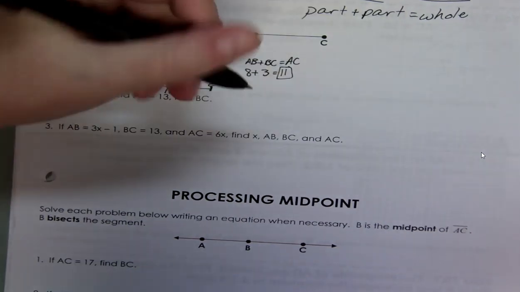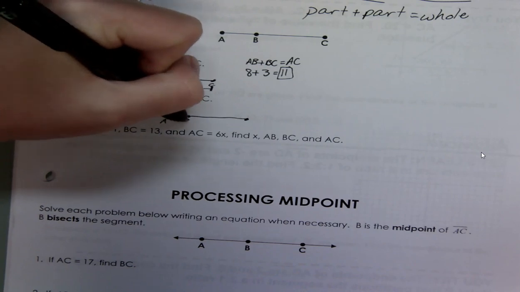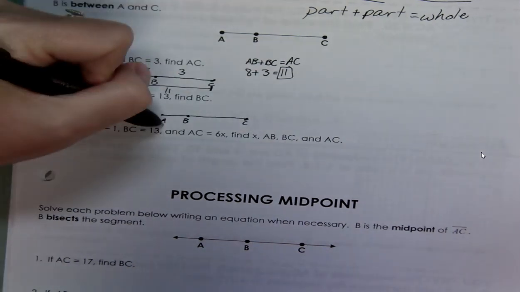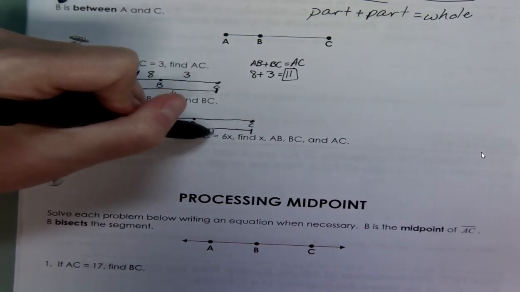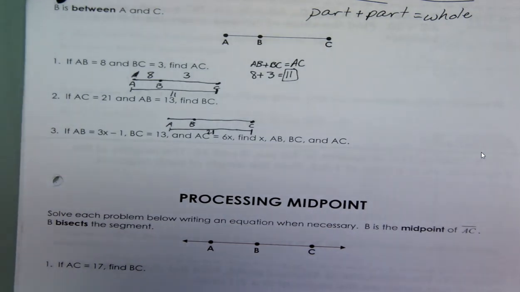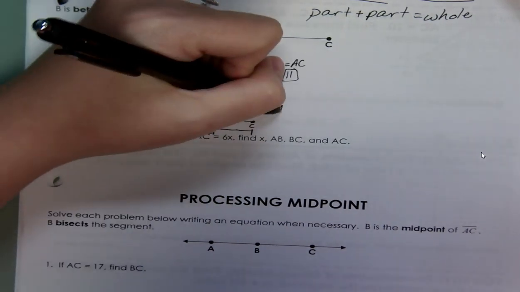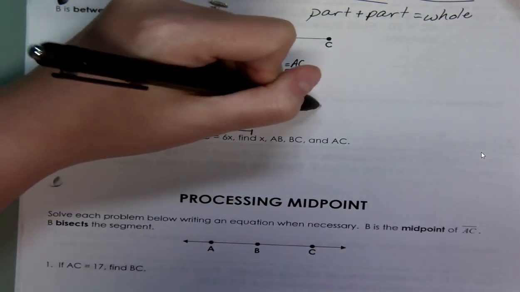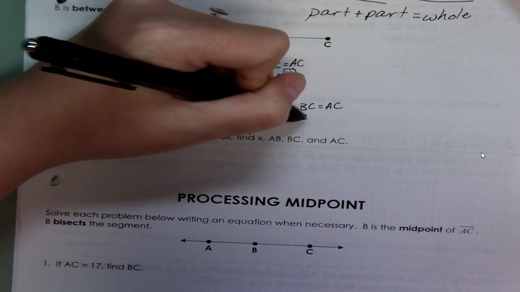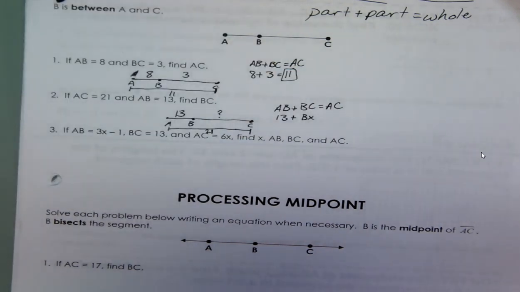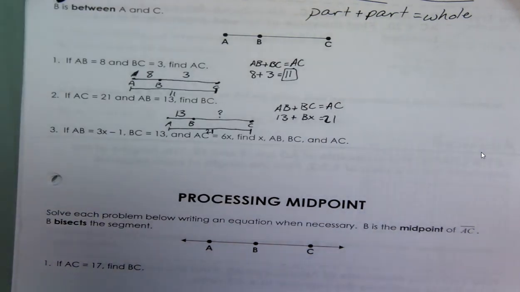Okay, so same idea here. We've got A, B, and C. But now we have the whole thing. A all the way to C is 21. And then we have A to B, it's 13. So we're going to use the same formula, this part plus part equals a whole. We're going to add 13. We don't know what BC is. That's what we're looking for. And we're going to set it equal to 21.